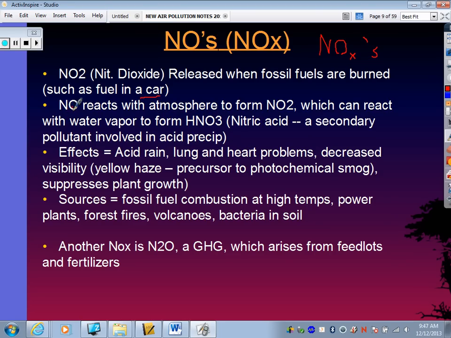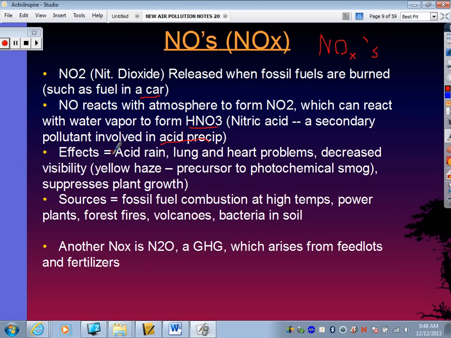You can have regular NO, nitric oxide, and that can react with molecules in the atmosphere to form NO2, which can react with water vapor to form HNO3, which is nitric acid. And I already showed that to you earlier as well. Nitric acid is also another secondary pollutant that is involved in acid precipitation. Okay, so HNO3.